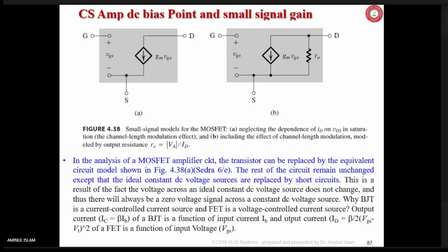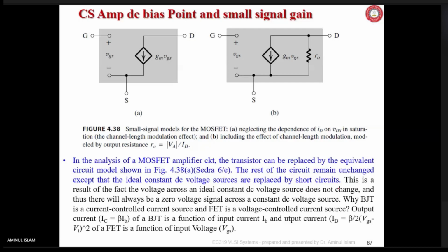In the analysis of a MOSFET amplifier circuit, the transistor can be replaced by the equivalent circuit model, while the rest of the circuit remains unchanged except that the ideal constant DC voltage sources are replaced by short circuits. DC voltage sources like VDD have been shorted. This is a result of the fact that the voltage across an ideal constant DC voltage source does not change.